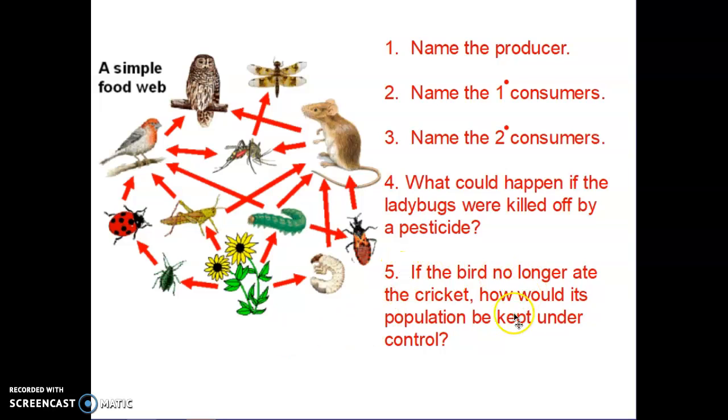So if the bird no longer ate the cricket, how would its population be kept under control? So the bird no longer eats the cricket. What is still going to keep the cricket population under control? Well, just follow its other arrow. So that would be the mouse. The mouse would still help us keep that cricket population under control.